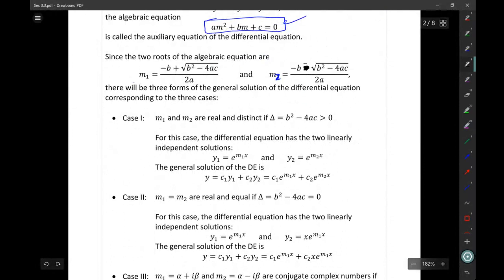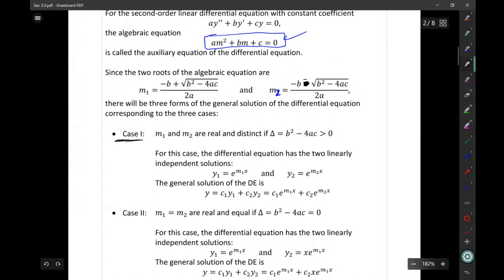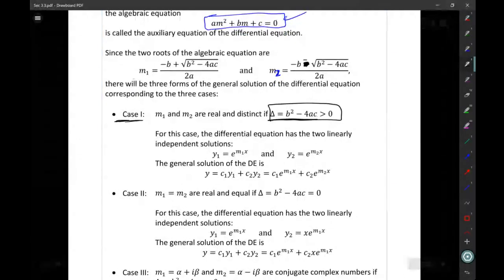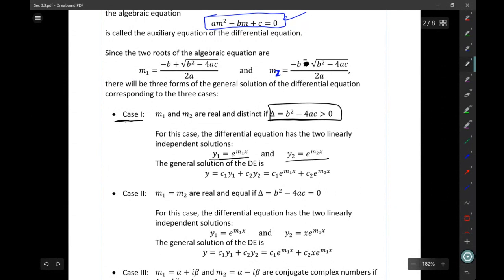We will have 3 different cases. Case number 1 says that if m1 and m2 are real and distinct, this happens when the discriminant is greater than 0. Then the first solution of this differential equation, y1, is equal to e to the power m1x, and y2 is equal to e to the power m2x. The general solution becomes c1 y1 plus c2 y2, which is c1 e to the power m1x plus c2 e to the power m2x.